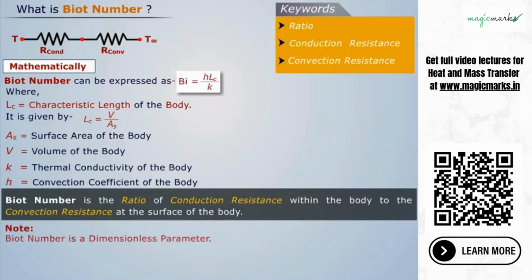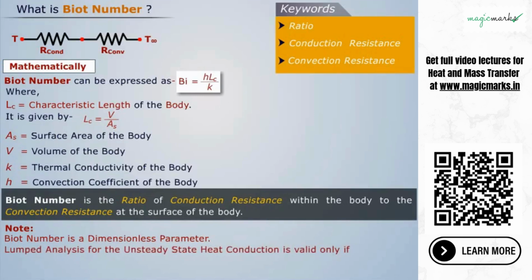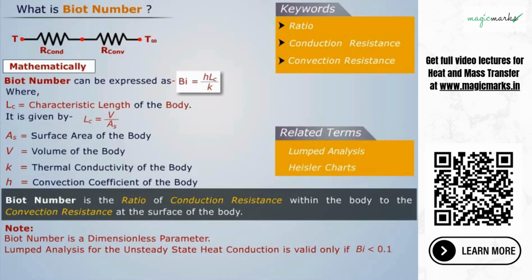Note that Biot number is a dimensionless parameter, and lumped analysis for the unsteady heat conduction is valid only if the Biot number is less than 0.1. Related terms are the lumped analysis and Heisler charts.